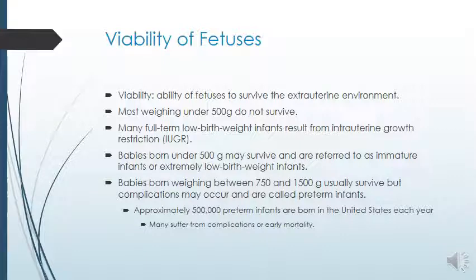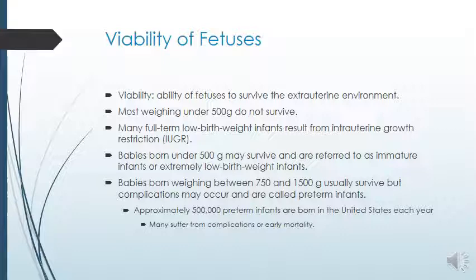Viability refers to the ability of fetuses to survive the extrauterine environment. Most babies weighing under 500 grams do not survive. Many full-term low birth weight infants result from intrauterine growth restriction, or IUGR. Babies born under 500 grams may survive and are referred to as immature infants or extremely low birth weight infants. Babies born weighing between 750 and 1500 grams usually do survive, but have many complications that can occur, and these are referred to as preterm infants.